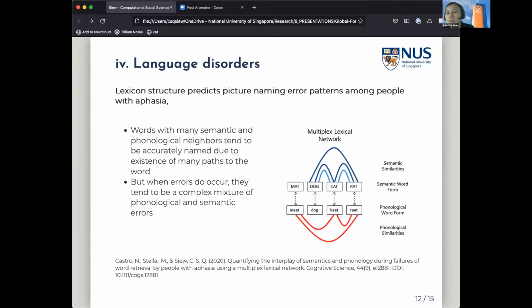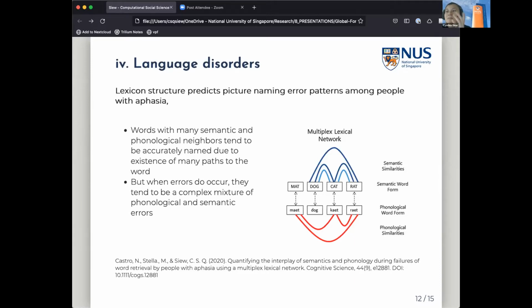Okay, so the fourth one is again work done with other fantastic collaborators. What we were trying to do here is to see if the structure of the mental lexicon could predict the type of errors that people with aphasia might make. Aphasia is a pretty common language disorder that tends to happen when someone has a stroke. There are problems with language production, with speech, with comprehension. And very commonly, we want to study their lexical retrieval processes.